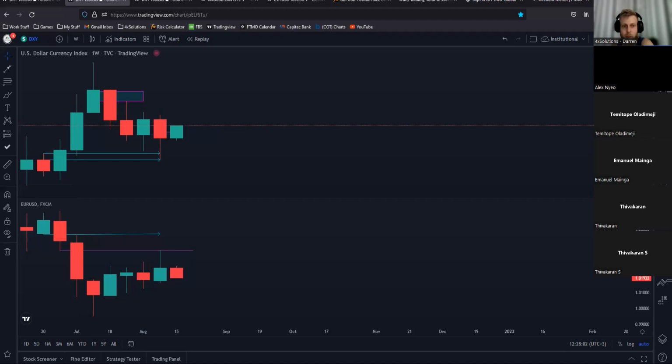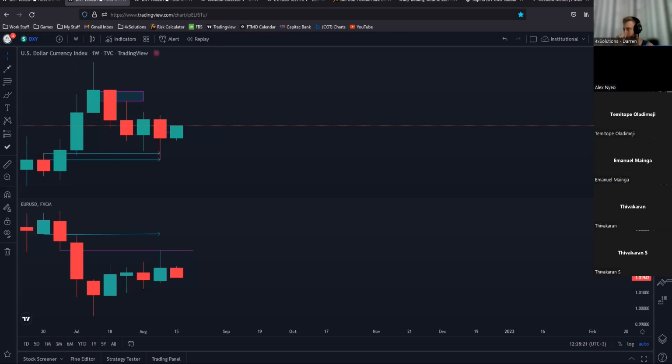Okay, Temitope, you're probably jumping off your seat. What is your answer? I'm not too sure actually on this one, but I would say they move in generally the same direction. You are correct. So EU and GU are, for the most part, moving in the same direction.